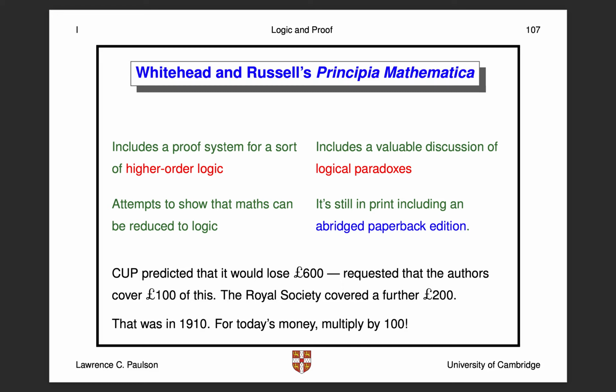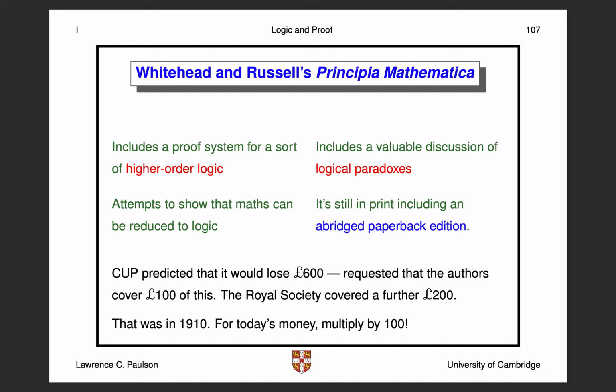There also, in the beginning, there are a lot of logical paradoxes explained and analyzed, and that's actually interesting to read. Turns out it is still in print. Now, the funny thing is, when they wanted to publish it, Cambridge University Press said, we don't expect this to be a big seller. It will lose, we think, about £600, which back in 1910, you can say that was worth more like £60,000 in today's money.